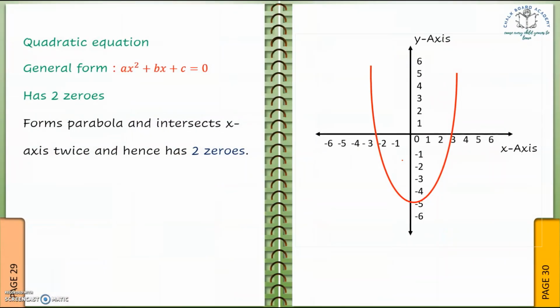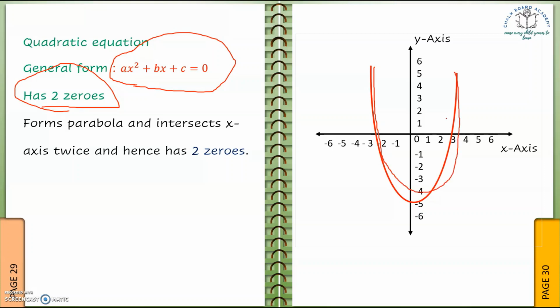Similarly, a quadratic equation, which is denoted by ax square plus bx plus c equal to 0, has 2 zeros, which we have already studied previously, and geometrically it forms a parabola. Like in this picture you can see it is forming a parabola. The parabola is able to intersect the x-axis twice, so it has 2 zeros.